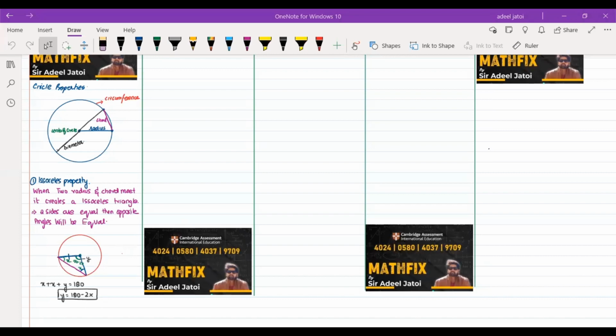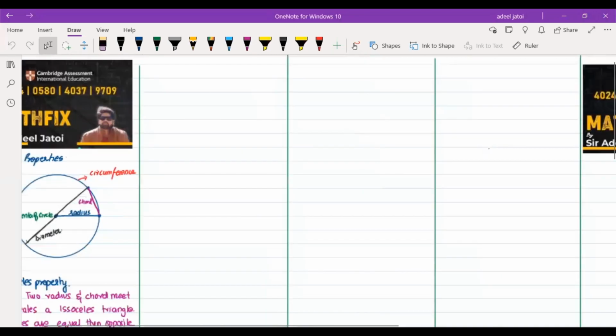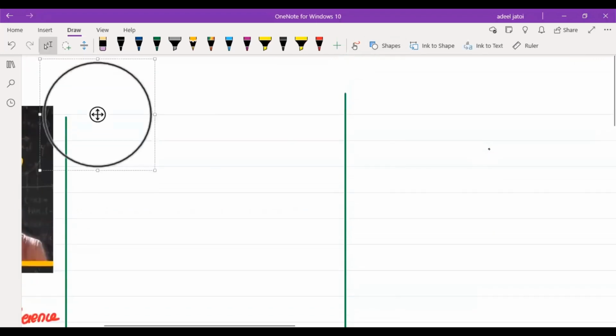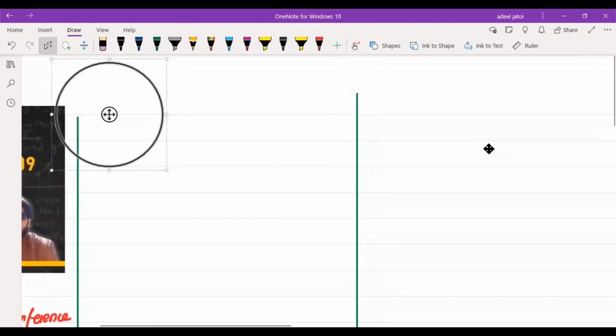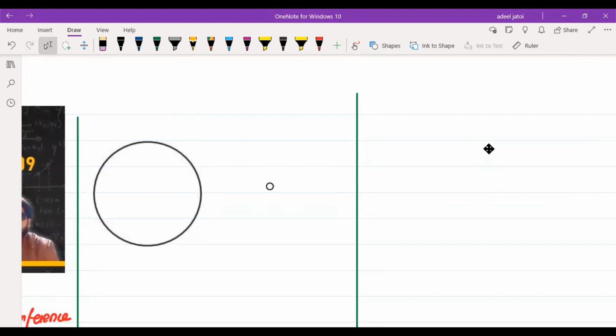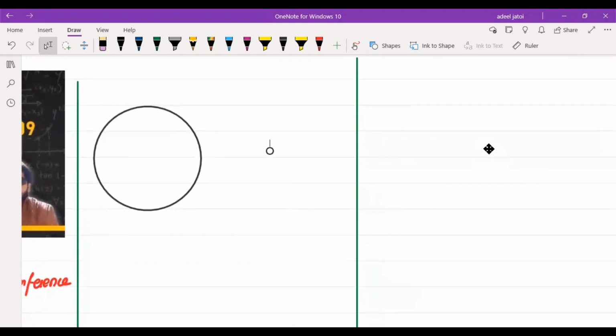Now, let's work upon the extended version of the isosceles property, that is, how you can think about the isosceles property in another regard. Let's work upon that. We have been given an angle. Let's say this is your circle. Considering that this is your circle, let's take this as the center of the circle.